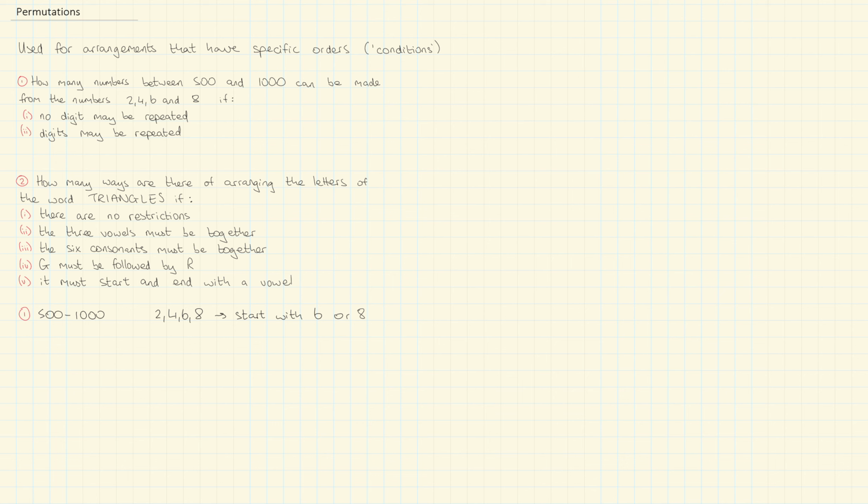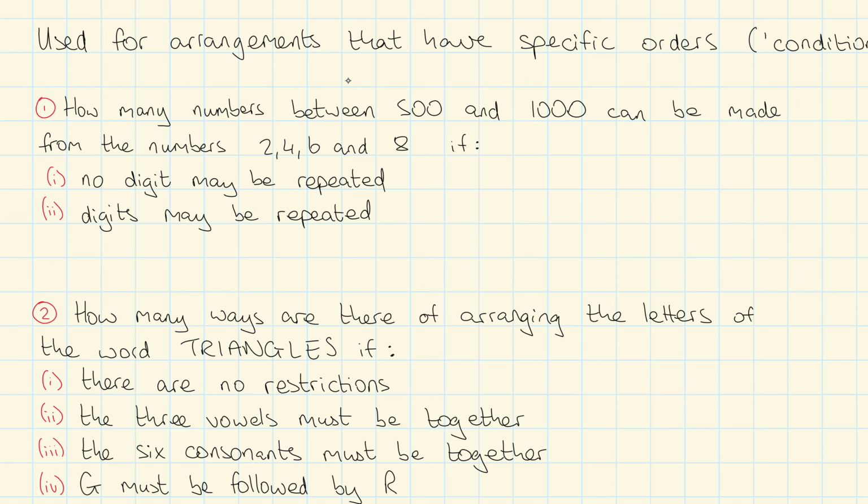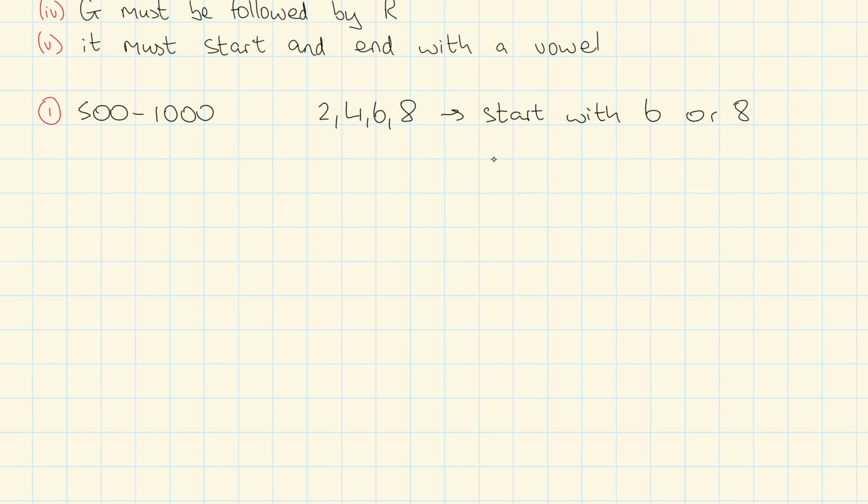So in this video we are going to have a look at permutations, a topic under probability. Permutations are applied when we have arrangements that have specific orders or conditions or maybe restrictions on them. If we look here at example 1, we're asked how many numbers between 500 and 1000 can be made from the numbers 2, 4, 6 and 8 if there's no repetition or repetition. So that's two different conditions, so it essentially forces us into using permutations.